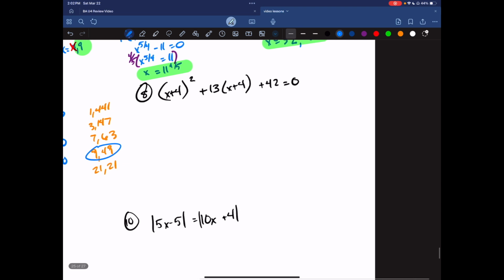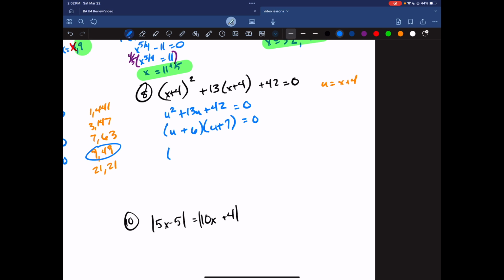Okay, on 8, this is the one I said that it makes more sense to do it this way. And I want to let U be X plus 4. So that's going to be U squared plus 13U plus 42 equals 0. All right, let's factor that. Both signs are positive, so it's U plus and U plus. 6 and 7: 6 times 7 is 42 and they add to 13.